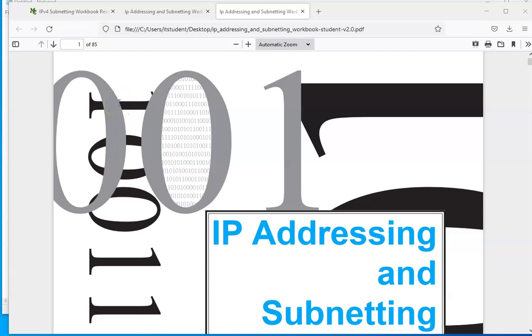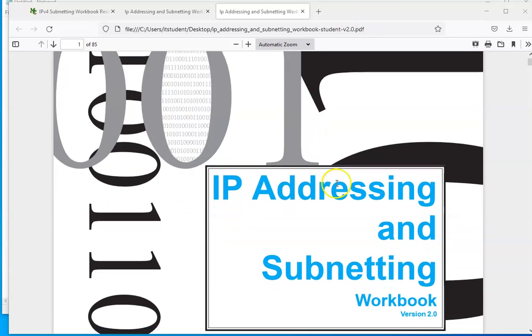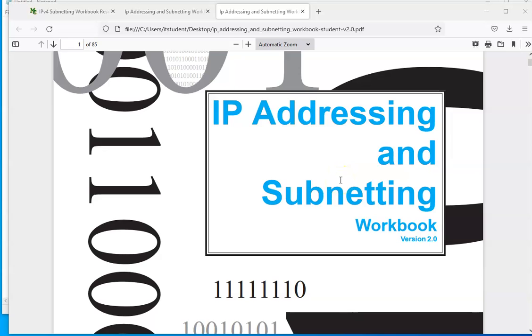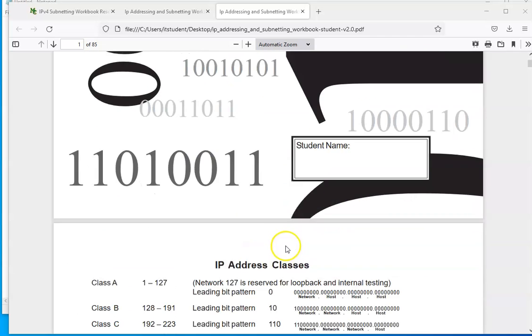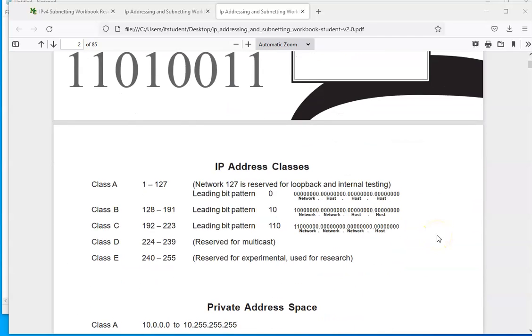This one is going to be discussing a subnetting workbook that was created by Rob Jones. He's another community college professor, and he provided this IP addressing and subnetting workbook for free. So I'm going to show you a little bit about this. There are maybe two versions of this. There's a 1.0 version, and this is the latest one, and it covers most of the subnetting information you need.